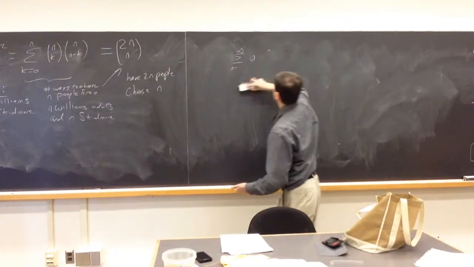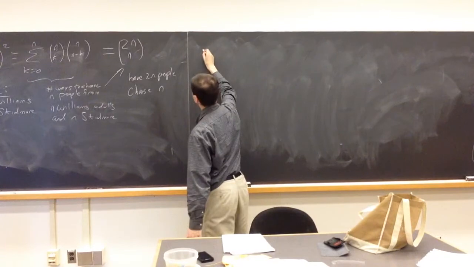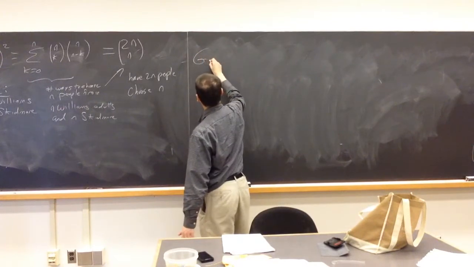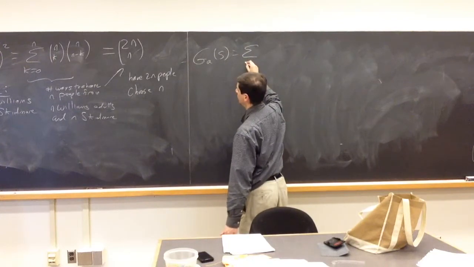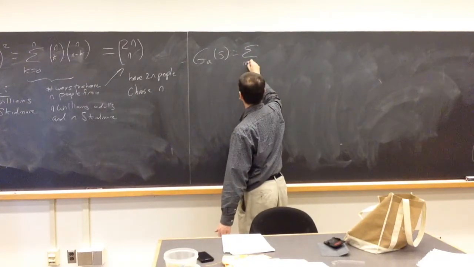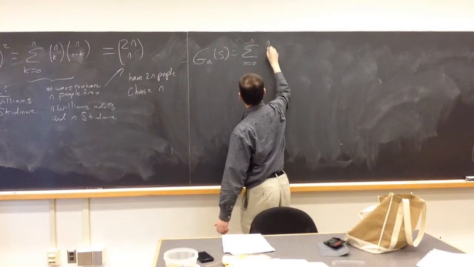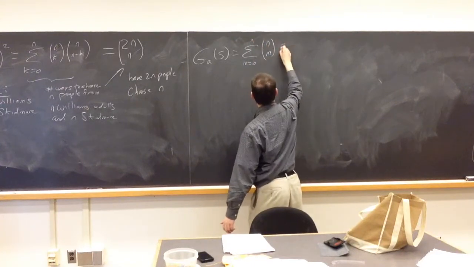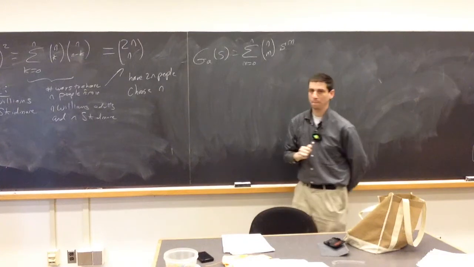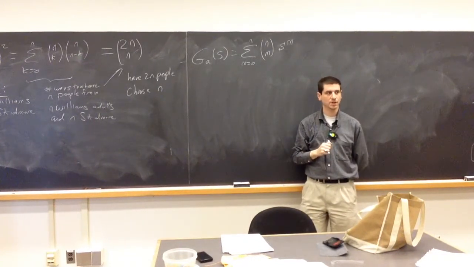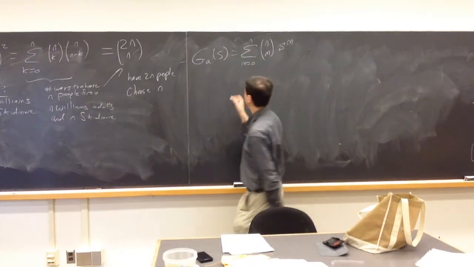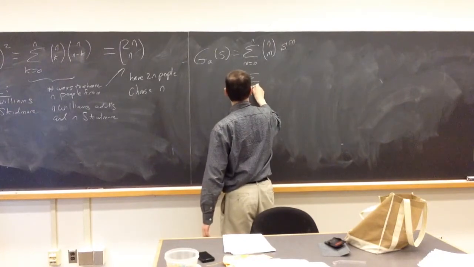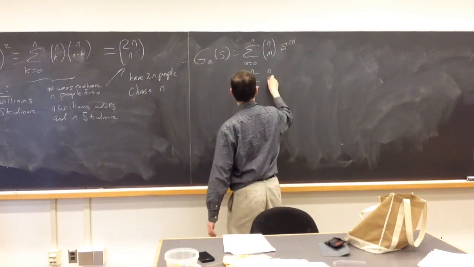All right. So let's look at the following. Let G_A(s) be the sum, m goes from 0 to n, of n choose m, s to the m. Okay? We're going to look at this generating function. This is going to be related to that one here. I'm going to go through this very slowly because I really want to highlight the algebra.